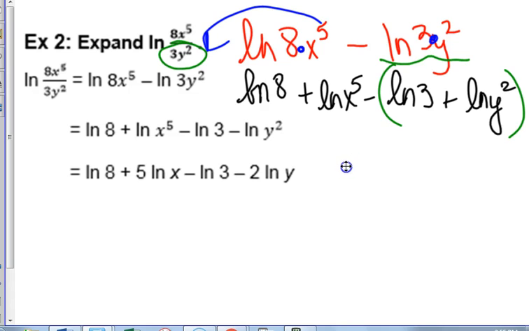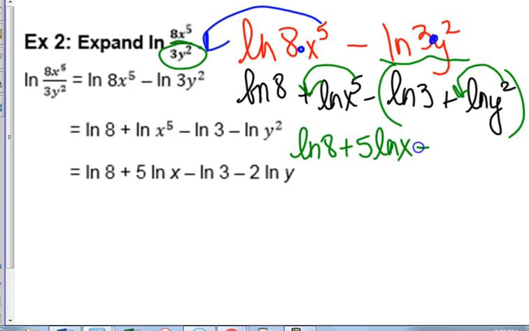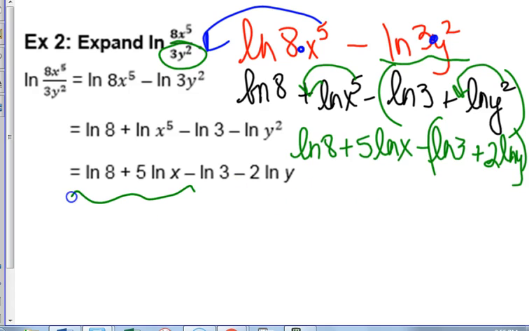All right. What else do I need to do? Now I need to move those silly exponents out in front here and here. So I would take ln of 8 plus 5 natural log of x minus natural log of 3 plus 2 natural log of y, as long as there was parentheses here. If you distribute the negative, you'll get this, and I'm okay with either one. All right, guys?